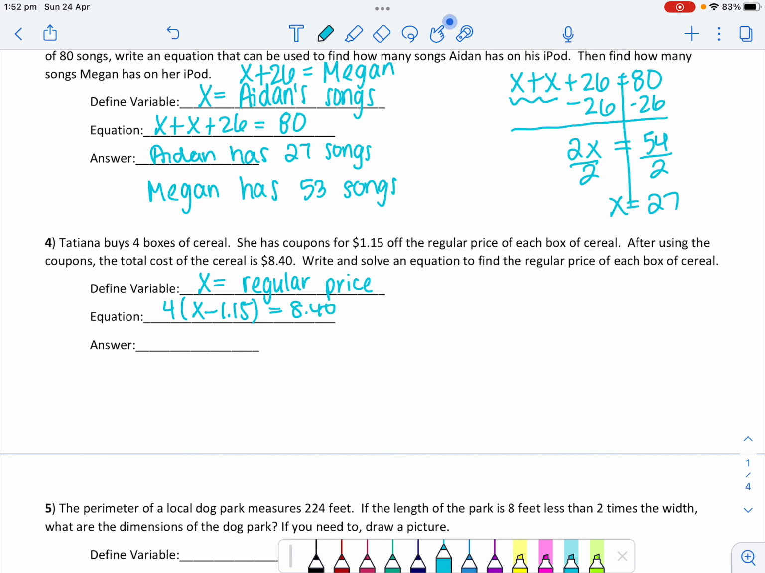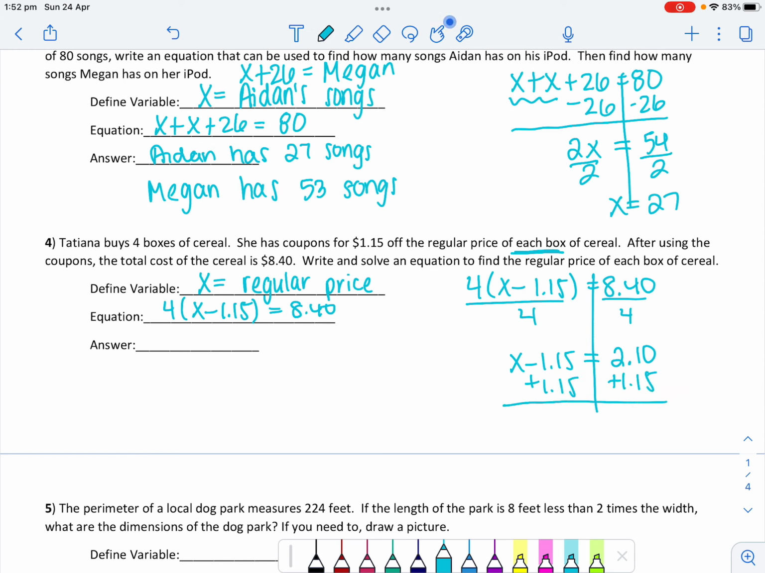And because the discount applies to all 4 boxes of cereal, for each box I have to do it times 4. So 4 times x minus $1.15 is equal to $8.40. I'm going to divide by 4 here because it's going to come out pretty nice. So x minus 1.15 is equal to, I want to say it's going to be $2.10. So I'm going to add 1.15 to both sides, and x equals $3.25.